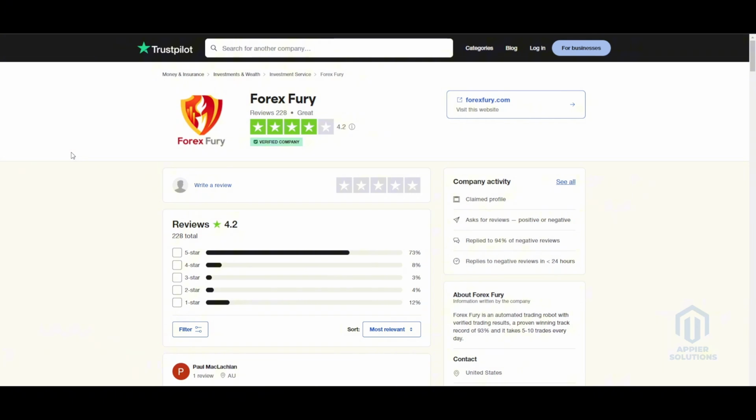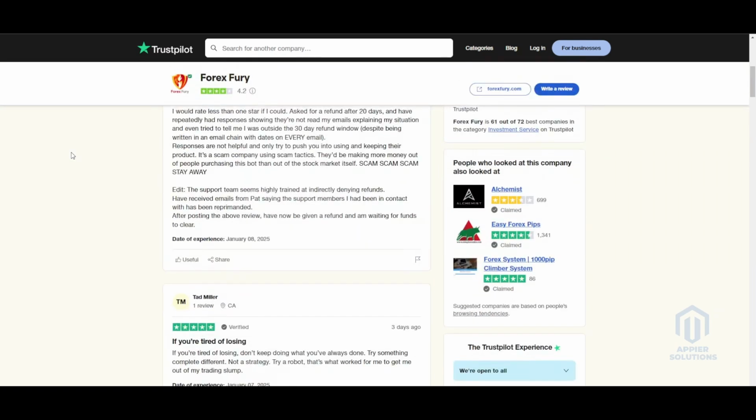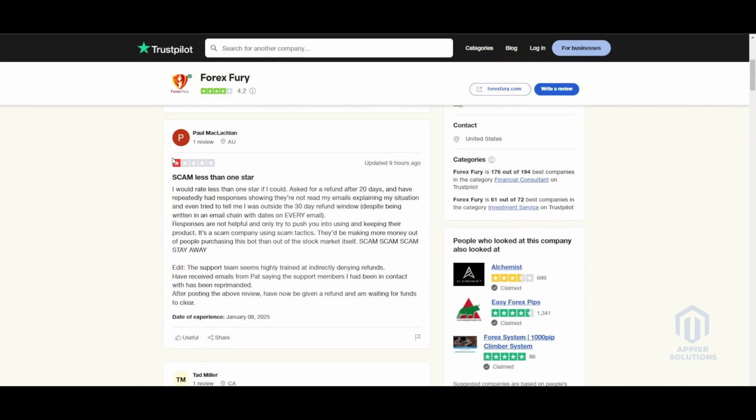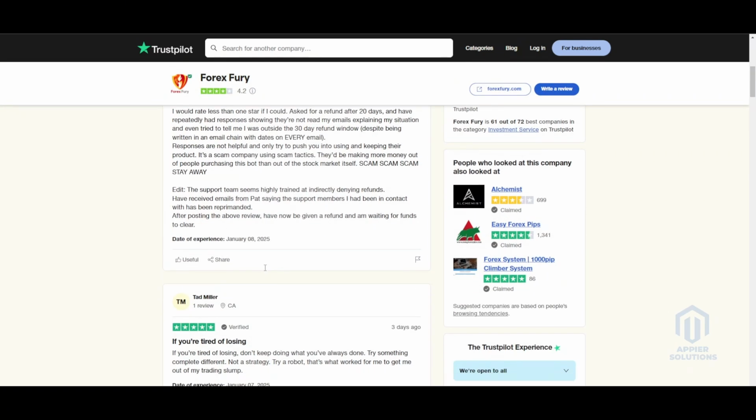So I'm not just showing you some random stuff. I'm just showing you the legitimate and credible stuff. As you guys can see, people are saying, the first review says it's a scam, less than 1 star. I would rate less than 1 star if I could. Asked for a refund after 20 days and have repeatedly had responses showing that they're not reading my emails explaining my situation, and they haven't even tried to tell me I was outside the 30 day refund window, despite having written an email chain with dates on every email.